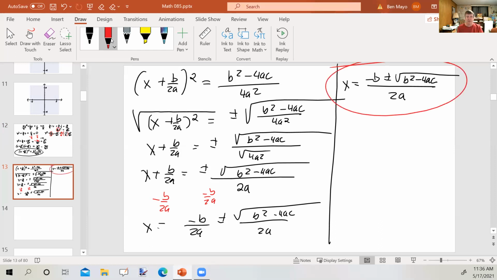And that, ladies and gentlemen, is called the quadratic formula. It can be used to solve second degree or quadratic equations. You're going to want to memorize this formula.